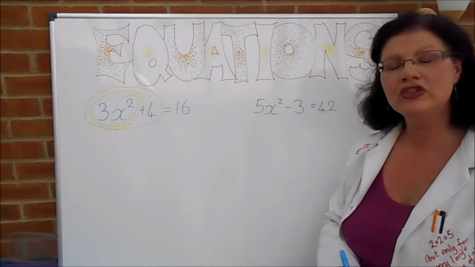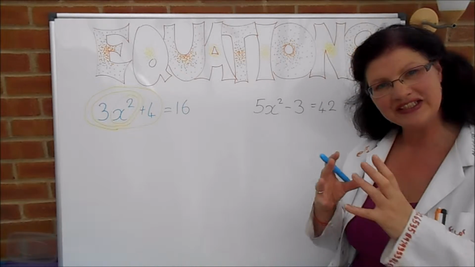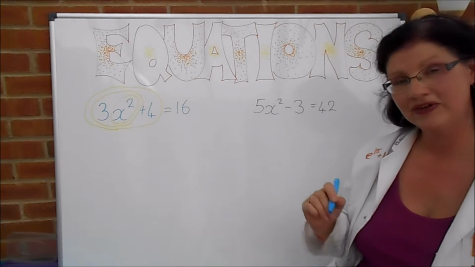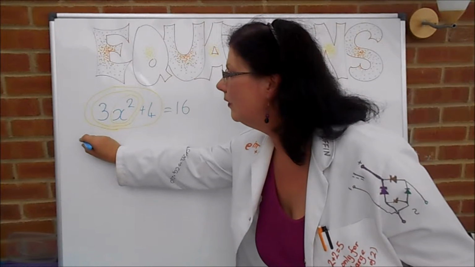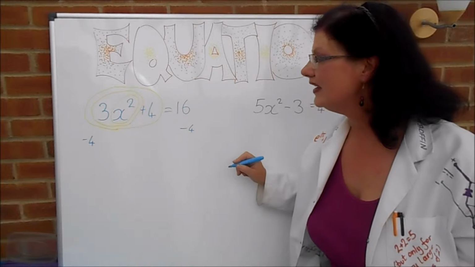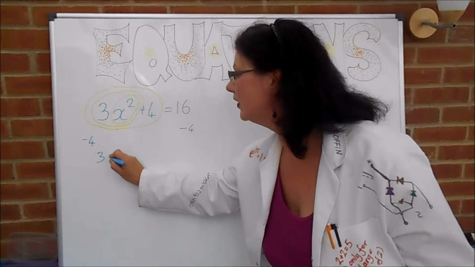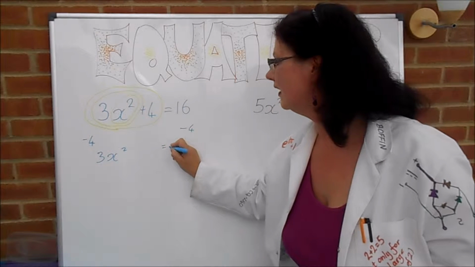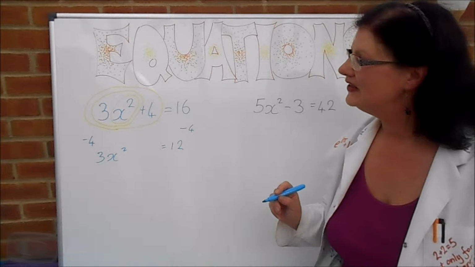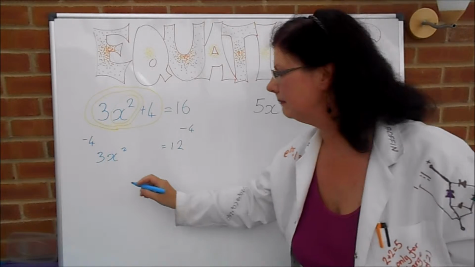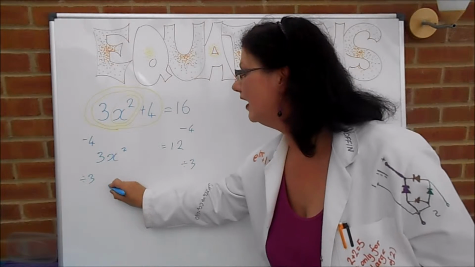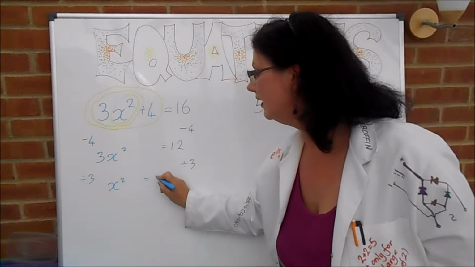So in order to solve it, we're going to take the layers off, starting off the outside and working our way in. So the first layer we're going to get rid of is that add 4. We get rid of an add 4 by taking it away. And whatever we do on the left, we do the same thing on the right. So the next layer becomes 3x squared equals 12. Okay with that? So the next thing we're going to get rid of is that times by 3. So we're going to do a divide by 3 on both sides, and this becomes x squared equals 4.